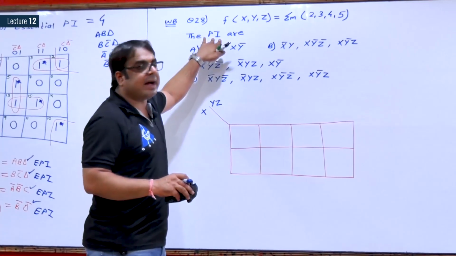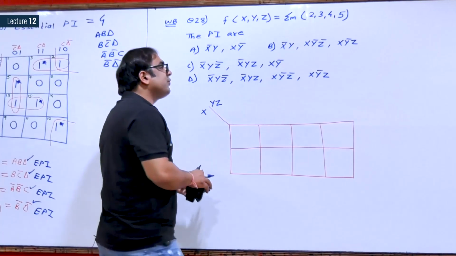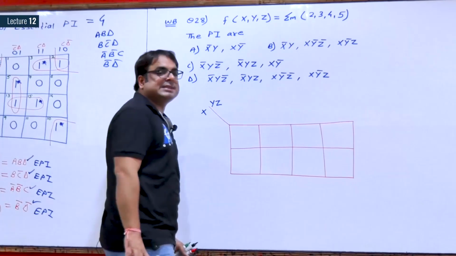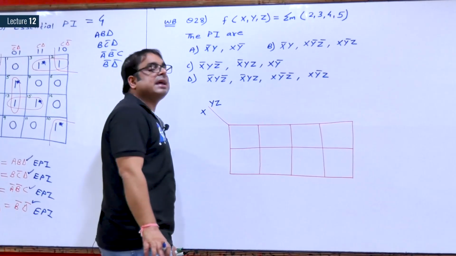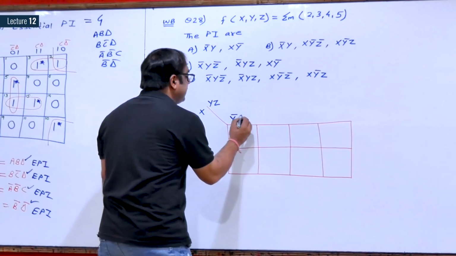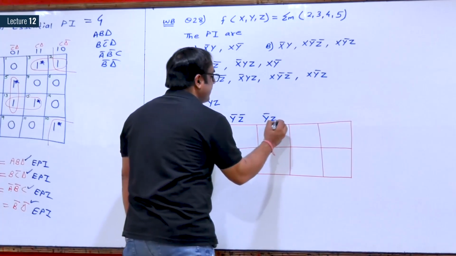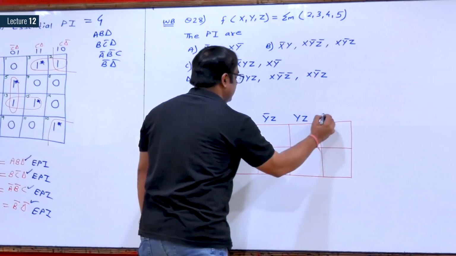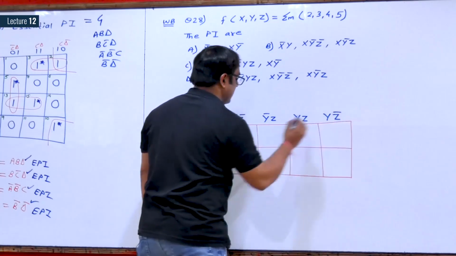Four options are given to you. So first of all, let me make a 3 variable K map with x, y and z. Let me complete the structure of the K map.